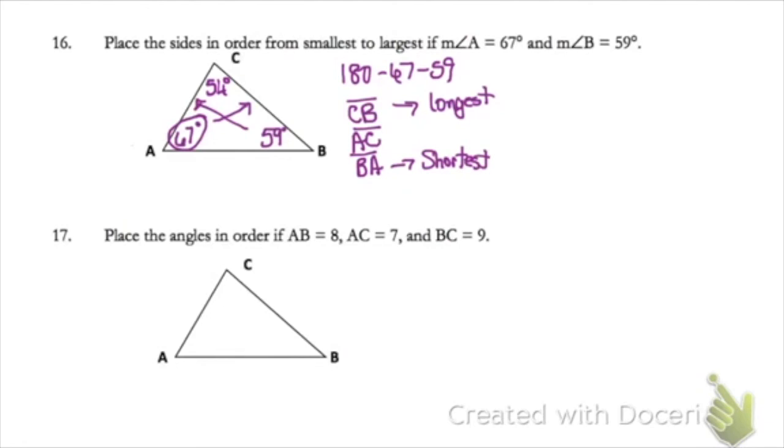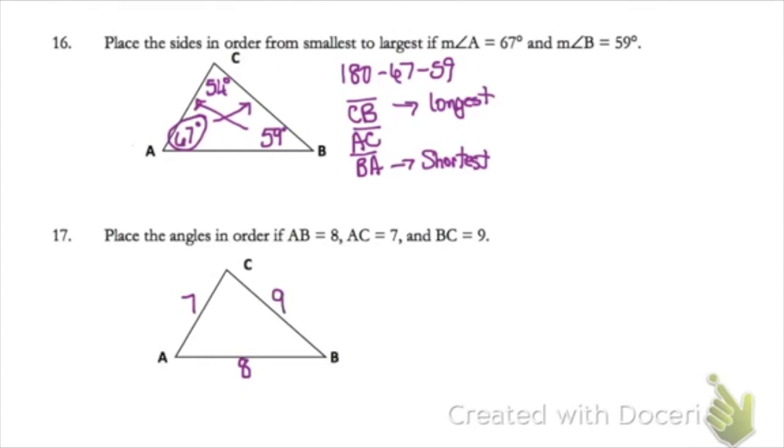All right, in number 17, they give us side lengths, and they want us to put in order, or place the angles in order. All right, so let's label. They're telling us that side AB is 8, side AC is 7, and side BC is 9.